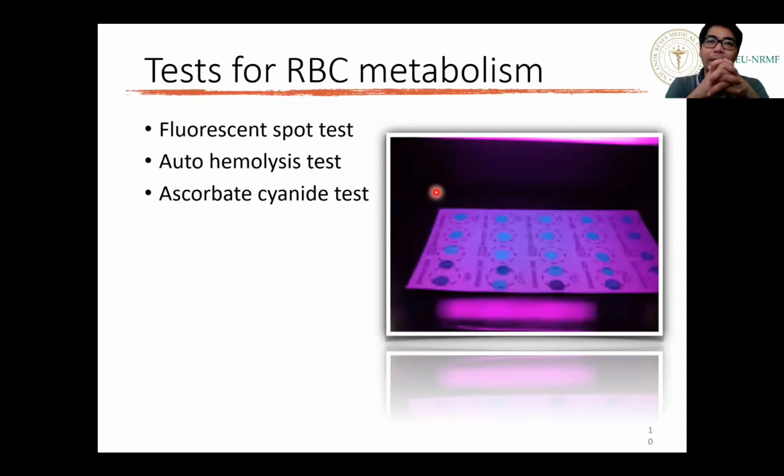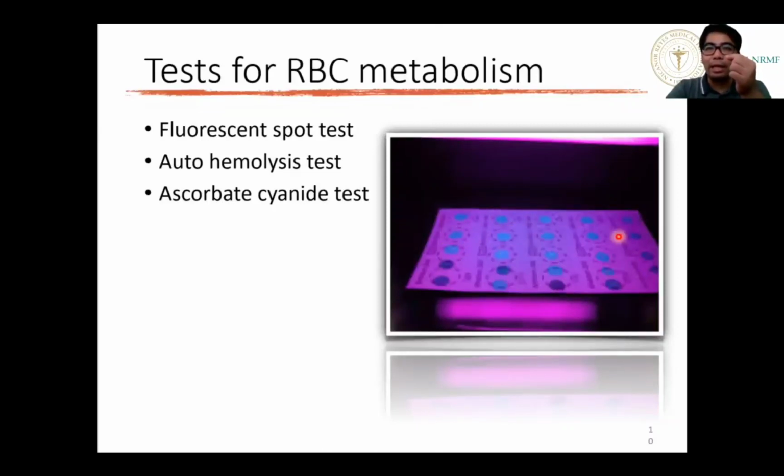Sa newborn screening, isa sa mga enzyme na dinedetect, kung normal ba yung level, ay yung G6PD. Pwedeng gamitin yung tinatawag natin fluorescence spot test. Maglalagay ka ng drop ng blood, putting it here on the paper, a special kind of paper. So yan, ang mga drop ng blood dyan, sa mga spots na yan.